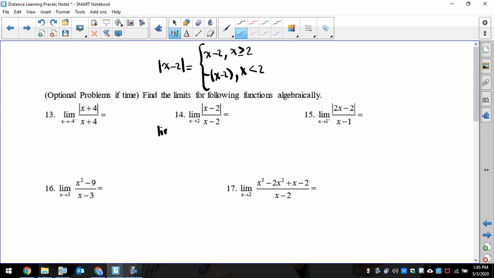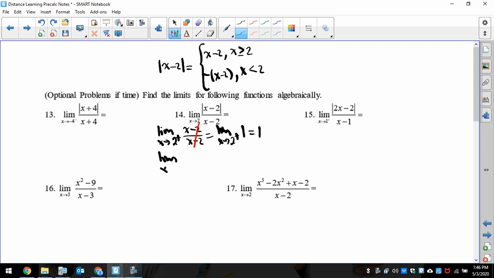So the limit as x goes to 2 from the right is going to look like, let's just go ahead and take the top piece, x minus 2, because we're coming from the right, that's bigger than 2, and then the bottom piece stays x minus 2. So the x minus 2's cancel, and we're left with just 1. So this is the limit as x goes to 2 from the right of just 1 is 1.